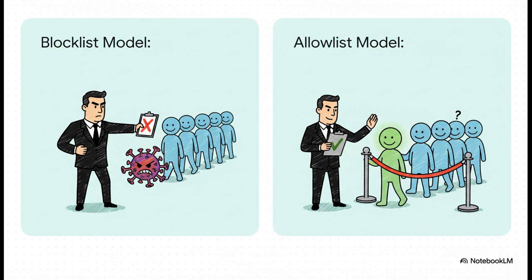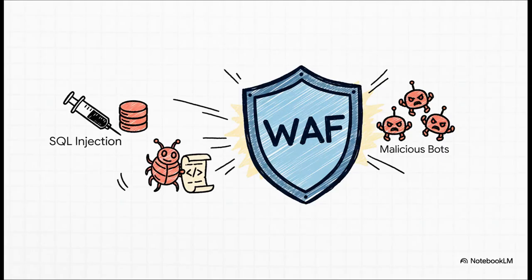The other way is the allow list model. This is way stricter. Think of it like an exclusive, invitation-only party. If your name isn't on the list, you are not coming in, period. It's incredibly secure, but you do run the risk of accidentally blocking a totally legitimate guest who just wasn't on the list.